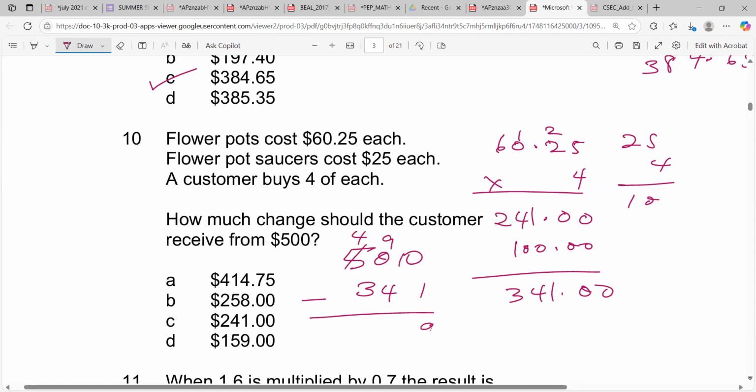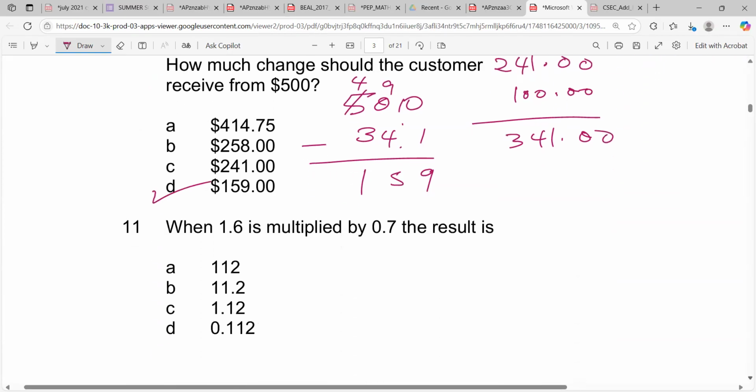So 9, 4 from that, 5. 4, 3 from that, 1. So that would have been D. I'm going to see if we can do at least 2 or 3 more.